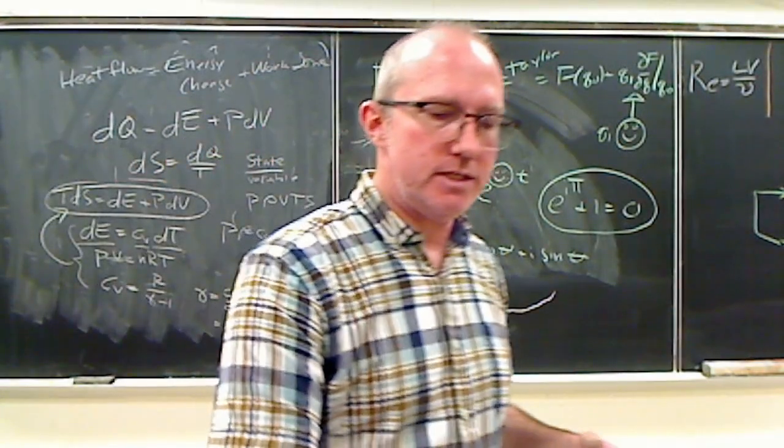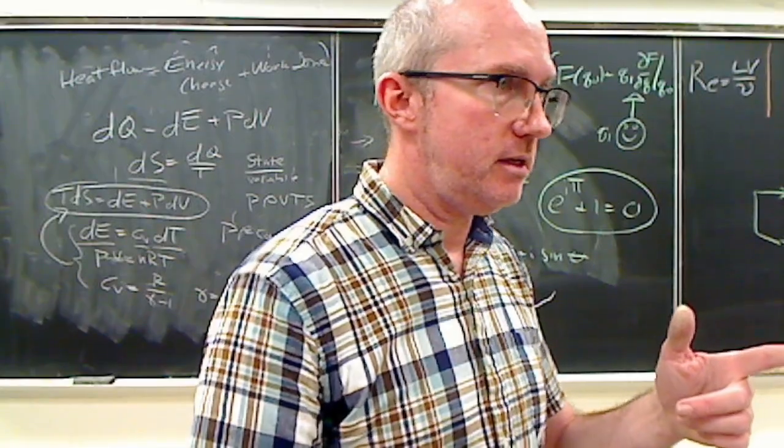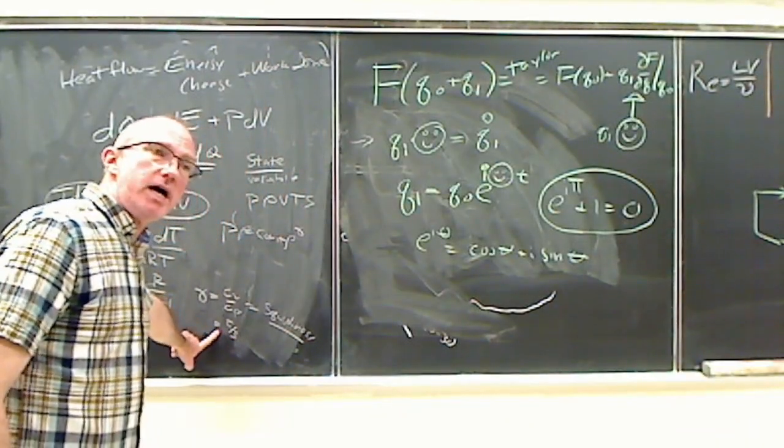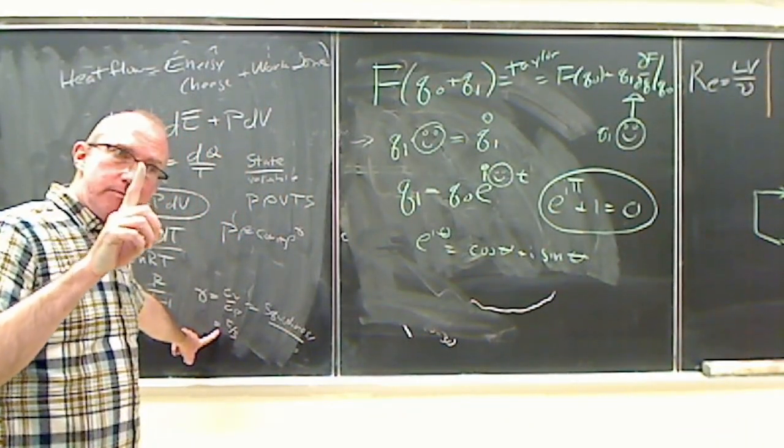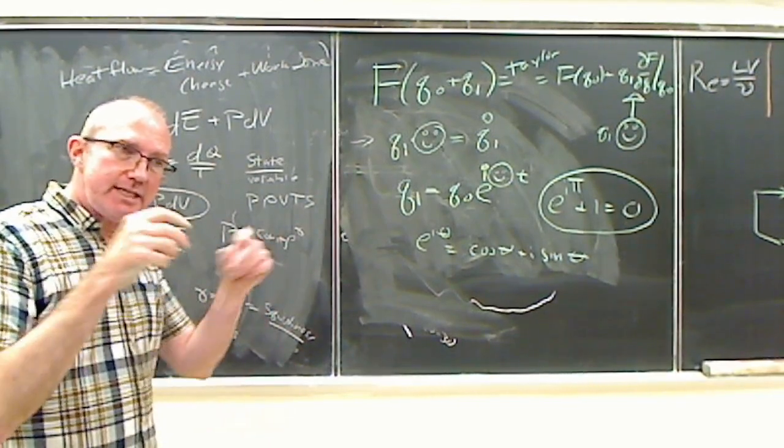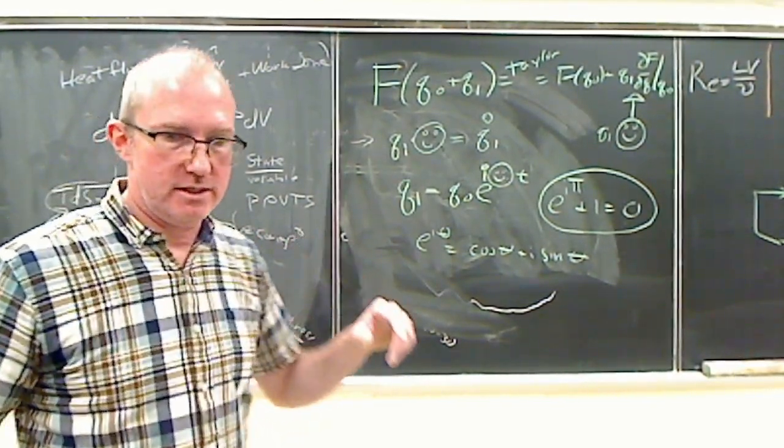Okay, any other questions? I'm going to stop the recording. Yeah. You said it was 5/3 for? For an ideal monatomic gas, so if there's just one atom in the molecule. If there's a diatomic gas, then it becomes 7/5.